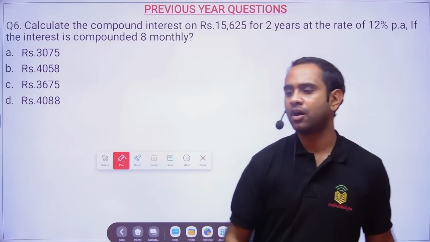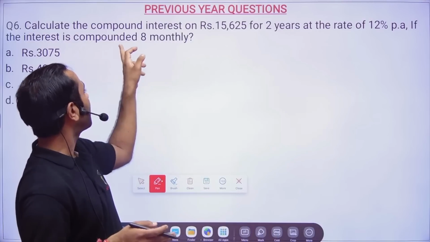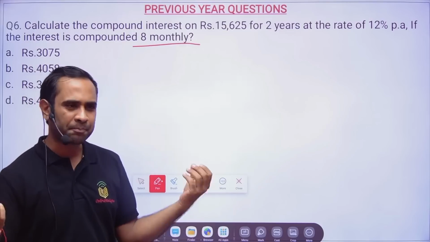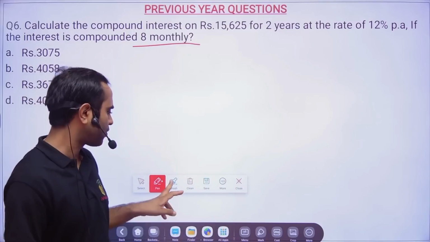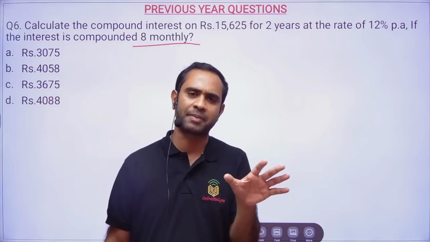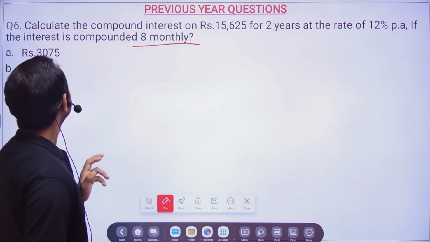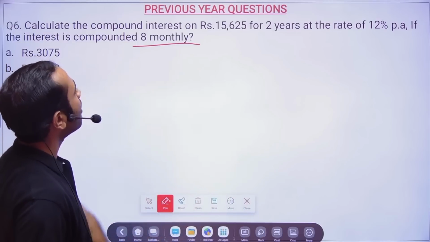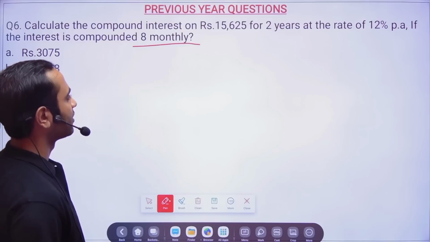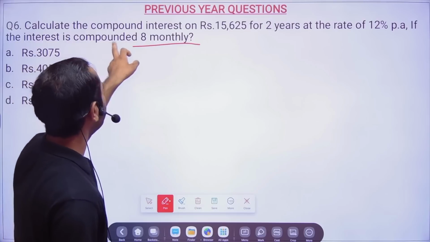So in compound interest, these were the problems where they were asking 8 monthly, 5 monthly, 6 monthly, I mean bi-monthly, anything they might ask. We have to understand that whatever question they ask, it does not matter at all. We have to see how we can do it in an easy way. So calculate compound interest on rupees 15625 for 2 years at the rate of 12% if the interest is compounded 8 monthly.